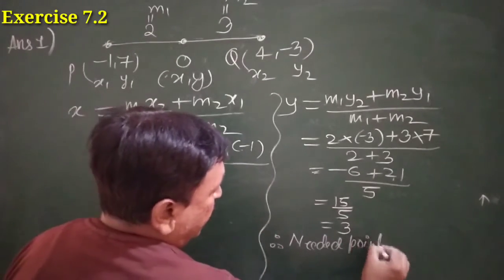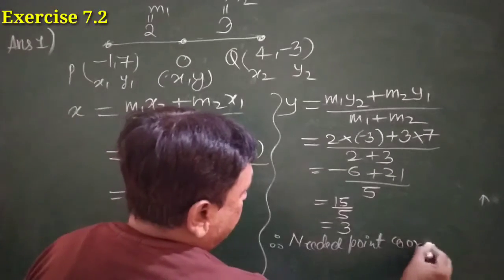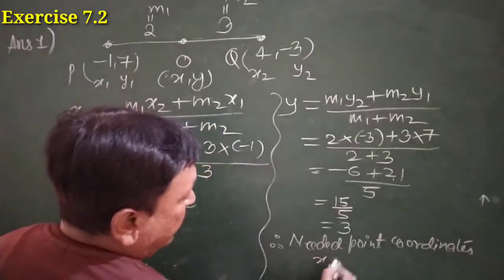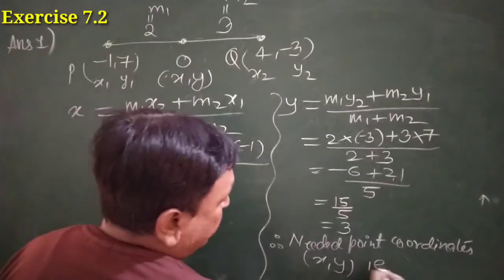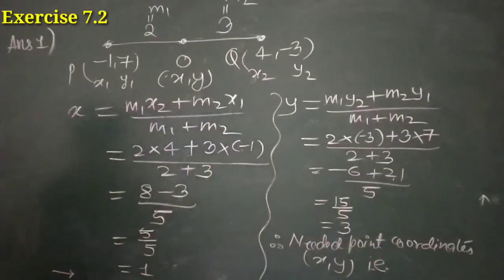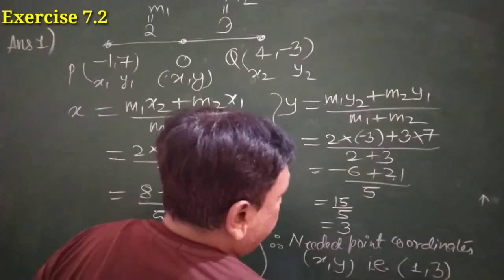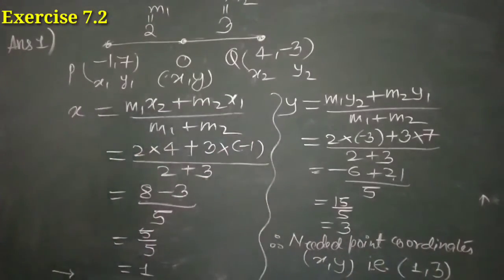Therefore, needed point coordinates. So, what is our answer? Our answer was x, y value, means the value of x is 1 and the value of y is 3. This is our needed answer. Okay, note it.